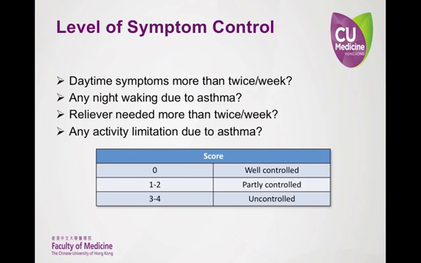When assessing a patient's level of symptom control, these are the 4 questions you ask. A patient is given a point for every yes answer. Then, based on the score, you categorize whether the patient is well controlled, partly controlled, or uncontrolled. You can then maintain current therapy or advance to more intensive therapy.